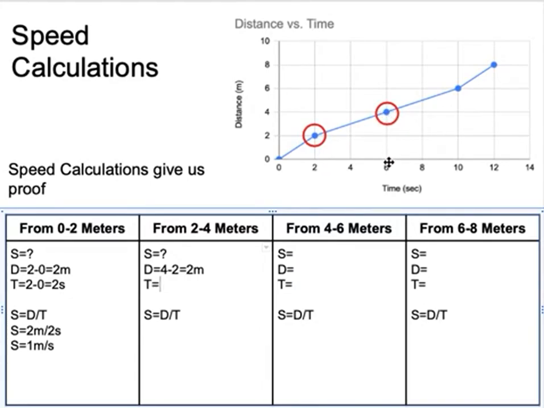So I'm going to do a little subtracting, right? I'm going to do 6 minus 2. So I know that the object took 4 seconds to move from 2 meters to 4 meters. Now I'm going to plug in those numbers, right? So s equals 2 meters divided by 4 seconds, and it's going to be s equals 0.5 meters per second.